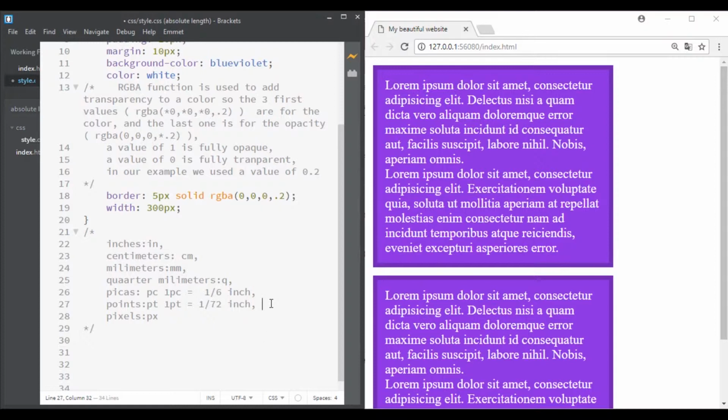On the other hand, they can be used if you know the output medium. For example, they can be used to control the print layout.